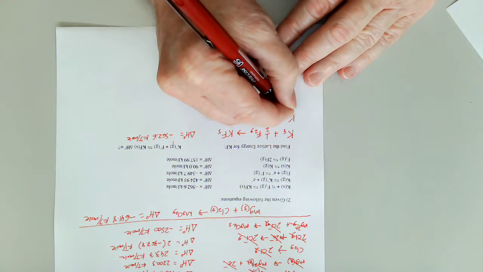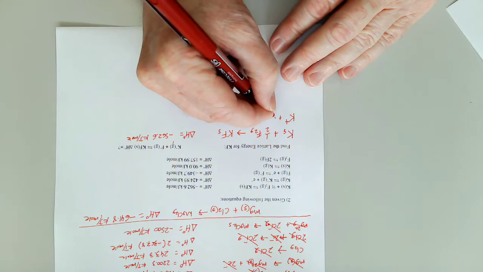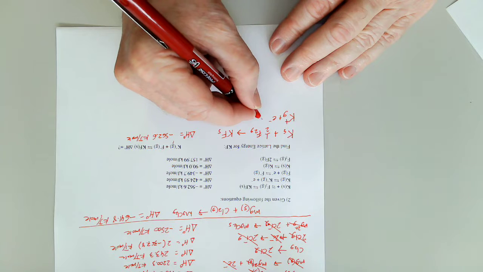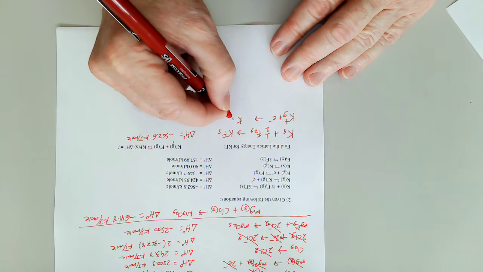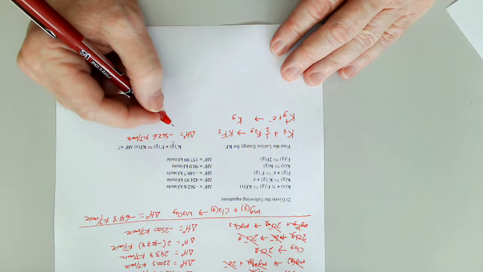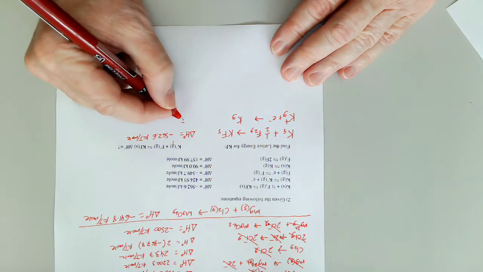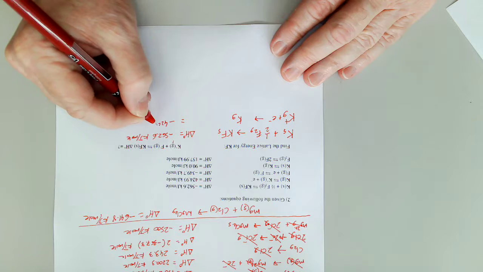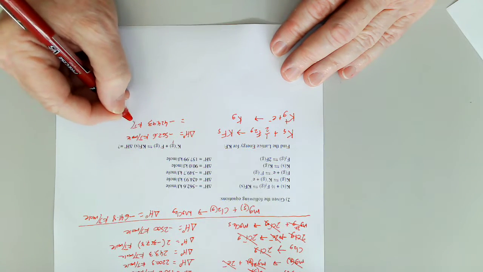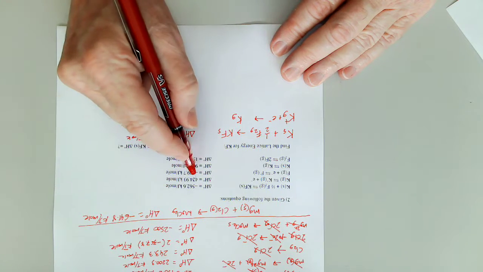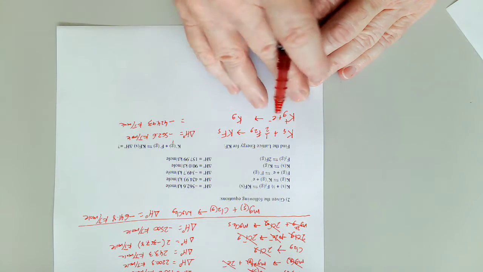So K plus an electron, that's a gas by the way, is going to give me K gas. And then this is going to be a negative 424.93 kilojoules per mole. You'll notice it was a positive here, except I reversed the equation.